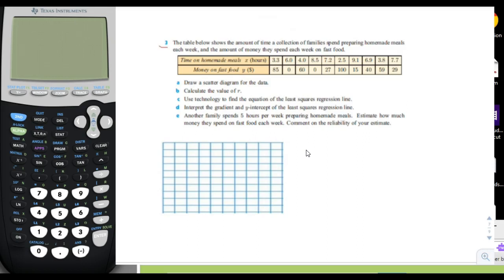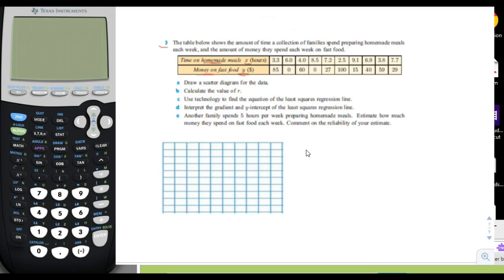Table shows the amount of time a collection of families spends preparing homemade meals each week, amount of money they spend each week on fast food. Okay. So the top one is homemade meals, amount of time they spend on homemade meals. Money on fast food is Y. Okay, so probably there's a relationship between these two. Let's see what that relationship is.